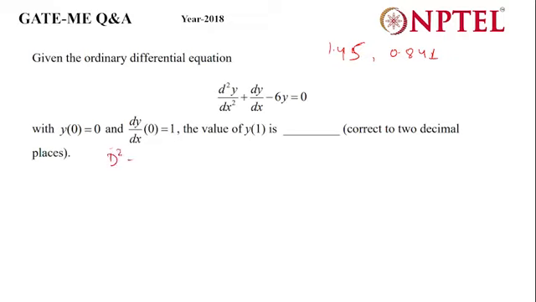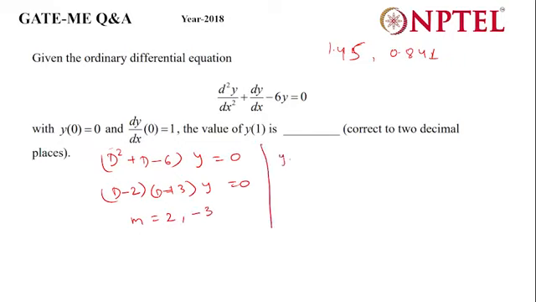Let me write this differential equation in this form first. y is equal to 0. So when you solve this, it will be D minus 2, D plus 3, y is equal to 0. So your m will be 2 and minus 3. So your solution of the equation is c1 e to the power 2x plus c2 e to the power minus 3x. So what are the boundary conditions?